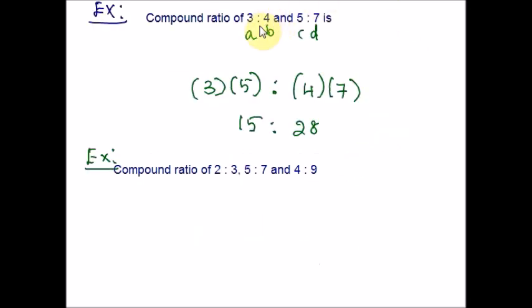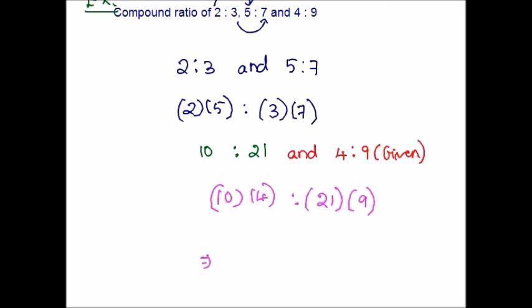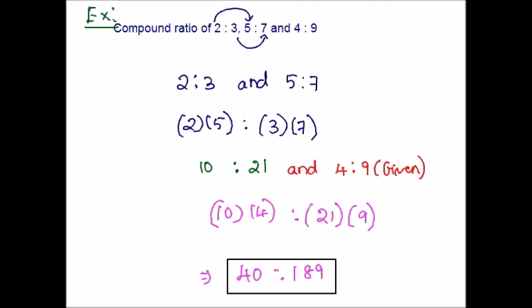In previous example, we just had two pair of ratios, and in this example we have three pairs. So how to find the compound ratio? First, let's find the compound ratio for the first two pairs, 2 times 5 and 3 times 7. Hope you are clear so far. Now find the compound ratio for this ratio and the third one. Same way, multiply the first term with third one and second with fourth one, which will give you... Hope you are clear with this example.